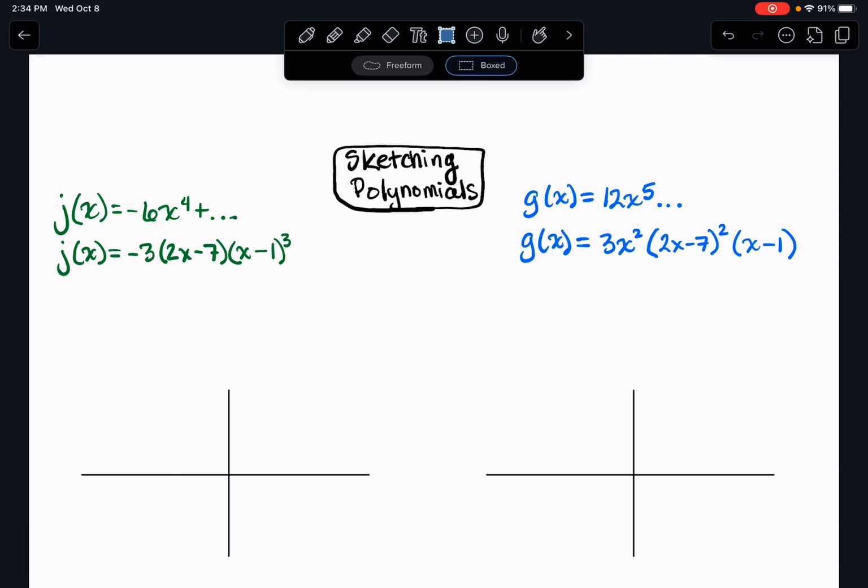Hi, I'm about to show you how to sketch a polynomial if you know the standard form and the factored form. So I have two examples here, j of x and g of x. I'm going to work through them simultaneously, one step at a time. So if we're sketching our polynomial, the first thing we need to know is its end behavior.